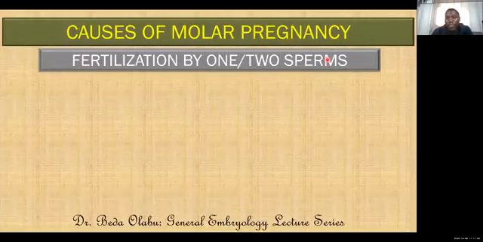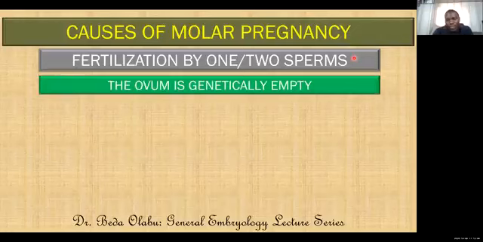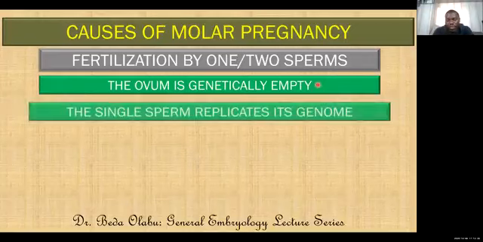How does complete molar pregnancy come about? In complete molar pregnancy, either 1 or 2 sperms have entered, but the oocyte is genetically empty. I'm using this term to mean that the genome of the oocyte is not there. Either it got lost or it was not there completely. Either way, the oocyte is genetically empty. So what will that mean?